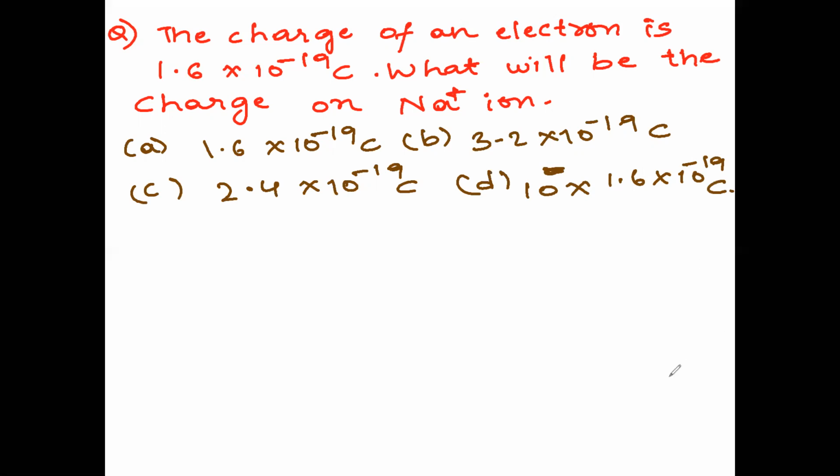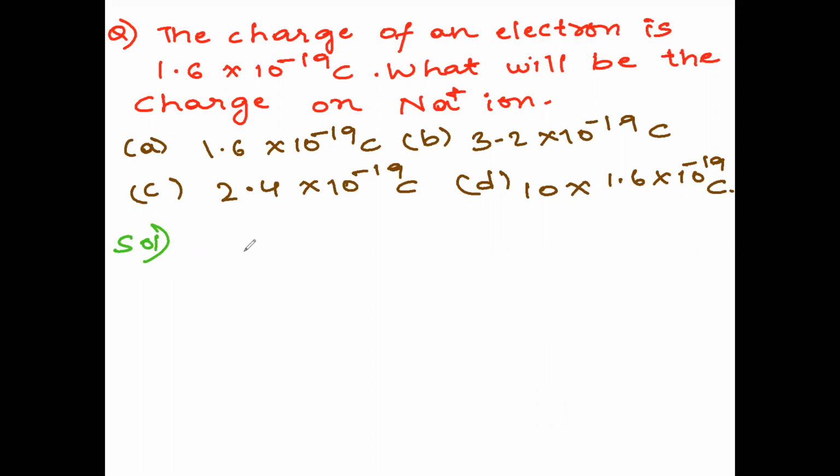For this, usually we understand that sodium ion means the atomic number of sodium is, sorry, 11. So it has 11 electrons, 11 protons, but a sodium ion is given, so it contains 10 electrons and 11 protons. But here they are asking the charge on sodium ion. Charge on sodium ion will be, it is a positive ion, and the magnitude of positive charge is 1.6 into 10 to the power minus 19 coulombs. Here everyone will get confused between 1.6 into 10 to the power minus 19 coulombs or 10 into 1.6 into 10 to the power minus 19 coulombs.